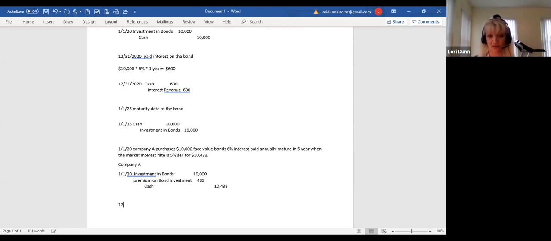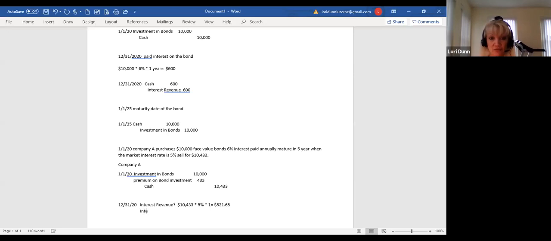Now, what happens at the first interest payment date? Well, on December 31st, we need to determine how much to credit interest revenue for. We're the company that's receiving interest. Just like we do for a discount, take the current carrying value of the bond, which is still at $10,433, investment in bonds plus the premium account balance, times the market rate of interest times time. So if I take 10,433 times 0.05, times 1, because it's 1 year's worth of interest, 521.65.